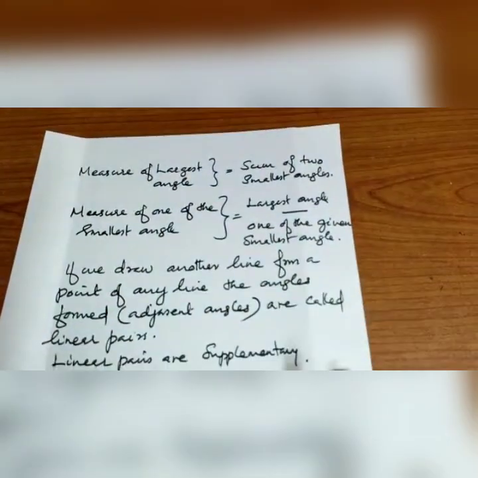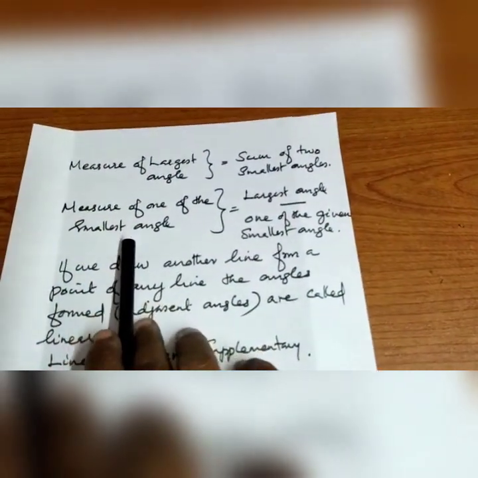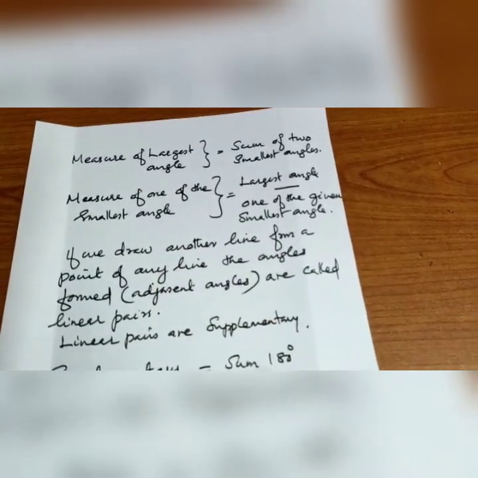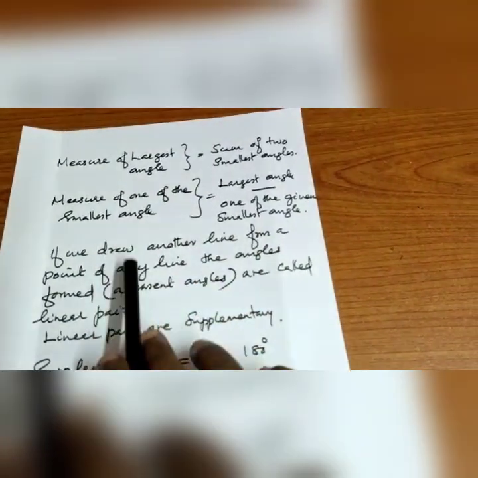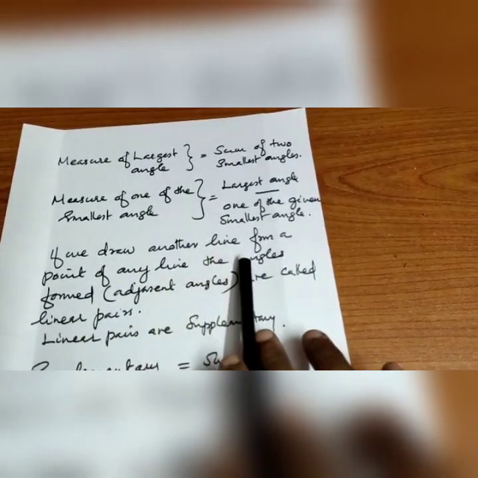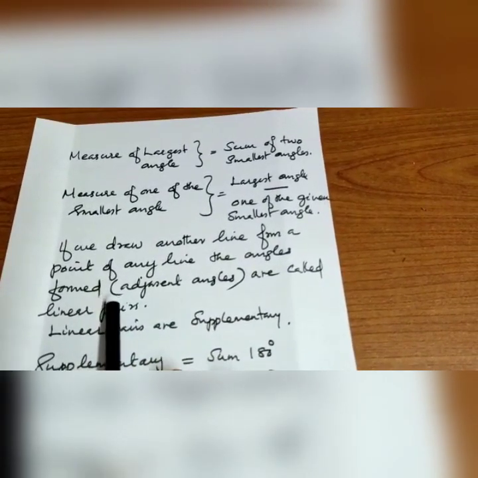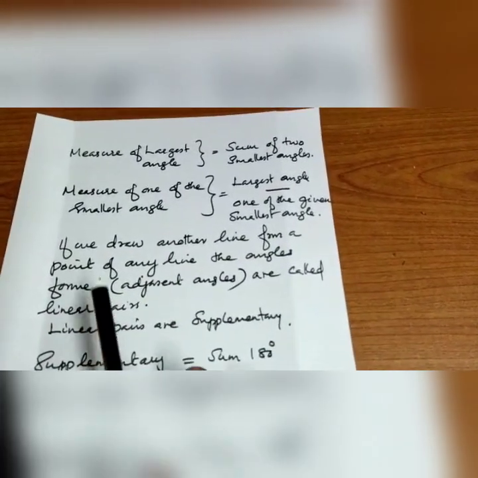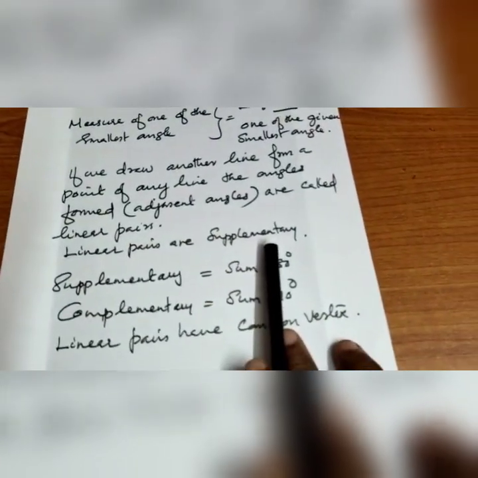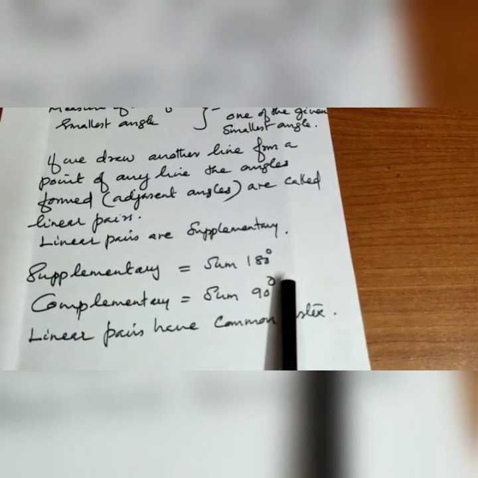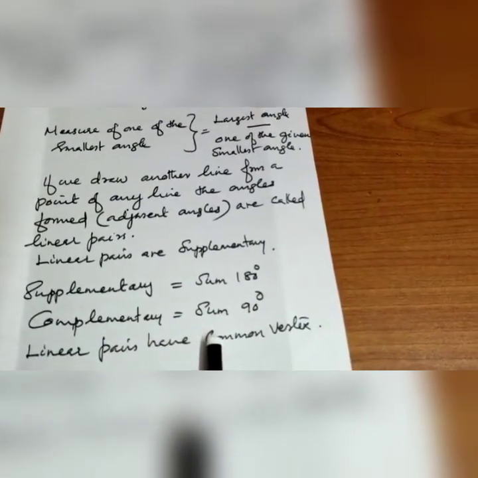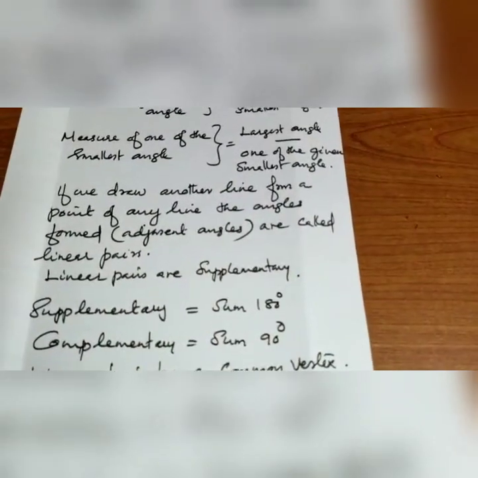Then, measure of one of the smallest angles is equal to largest angle minus one of the given smallest angles. Then, if we draw another line from a point of any line, the angles formed, that means the adjacent angles, are called linear pairs. Also, linear pairs are supplementary. Supplementary means sum 180. Complementary means sum 90. Also, linear pairs have the same or common vertex.